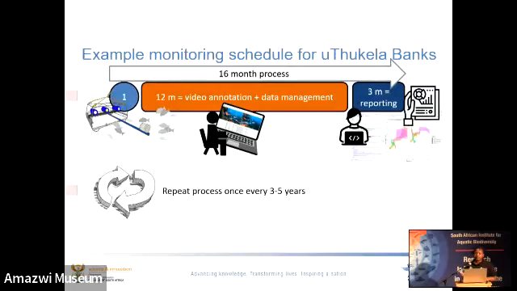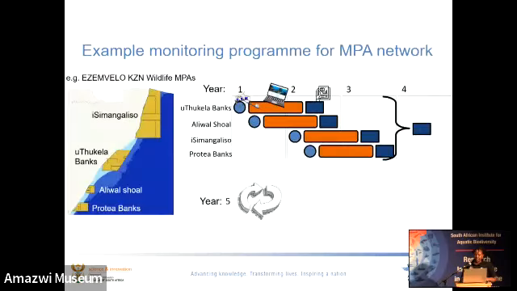An example monitoring schedule for Tugela Banks would be a 16-month process, whereby in the first month we collect data, then for 12 months we analyze data, do video annotation and data management, and then for 3 months we do reporting. This process could be repeated once every 3 to 5 years. And thinking from a management perspective, for example, KZN Wildlife will consider monitoring the MPAs.